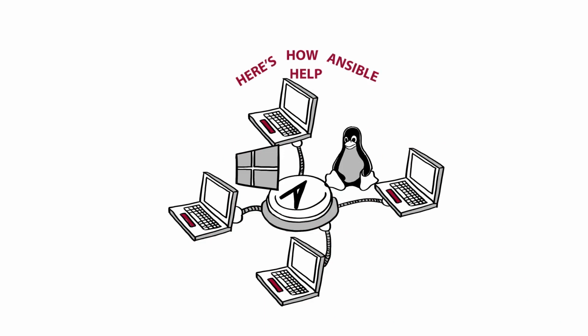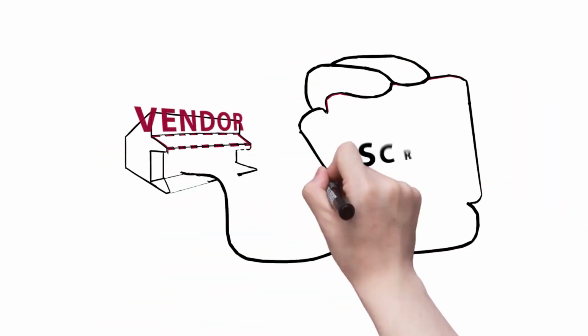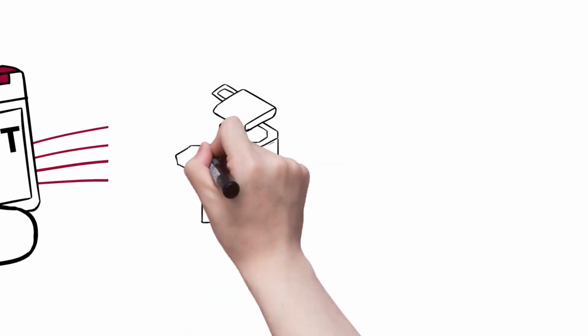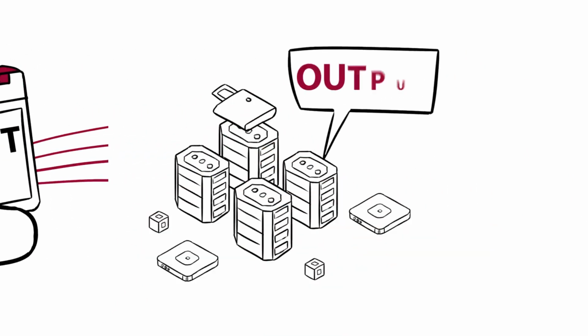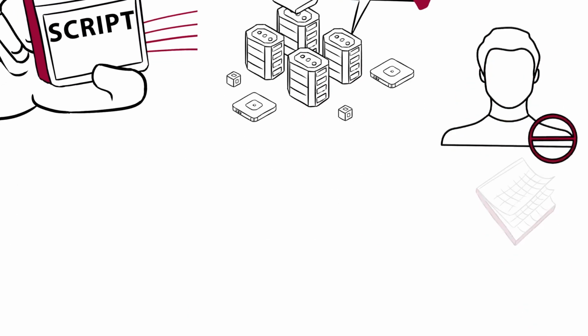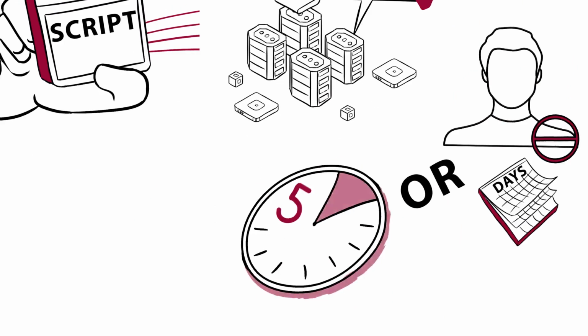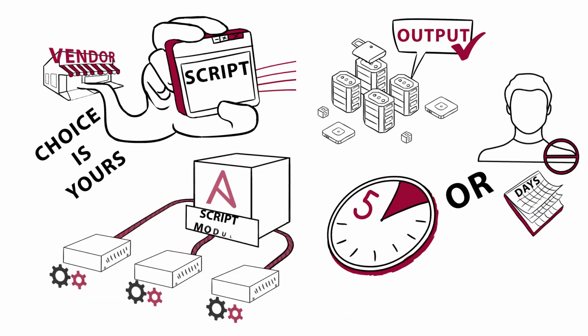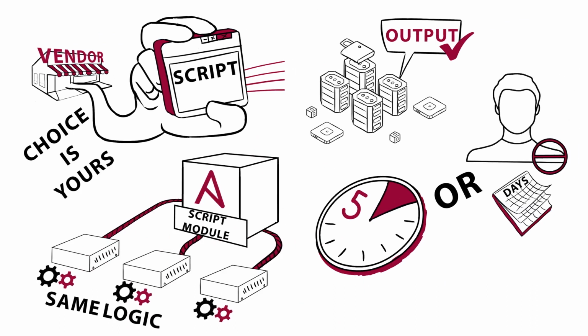Here's how Ansible helps. Let's say a vendor gave you a script to execute on all remote servers. To do so, you must copy it on every server, execute, and get the output. You can either switch your availability off for days and get it done, or get over it in minutes using Ansible's script module. The choice is yours. That's how Ansible automates. Different modules, same logic.